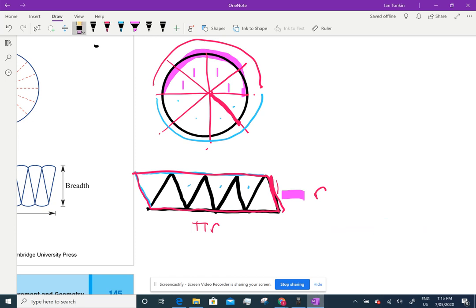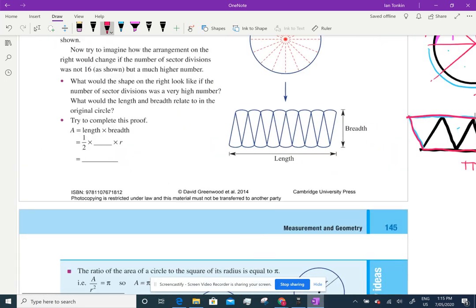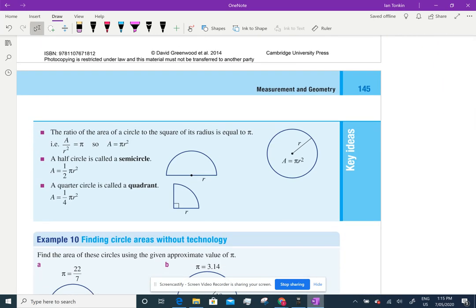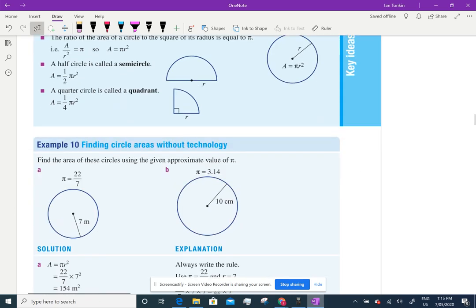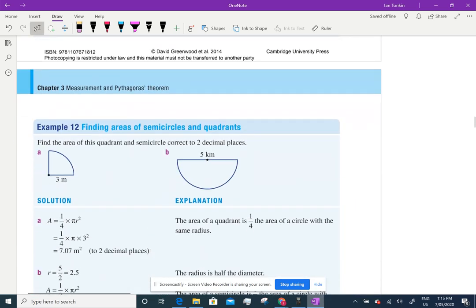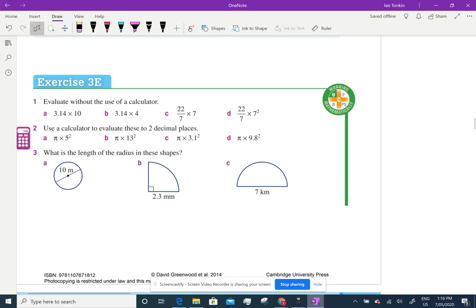Now, how do I find the area of this? It's the base times the height. So the area equals the base times the height, and the base is pi r, and the height is r, so pi r times r, which is pi r squared. And that's where it comes from. And that's what they're trying to get you there. So pi r squared sounds like area to me. So this is pretty easy now. All I need to do is find the radius and put it into my calculator.